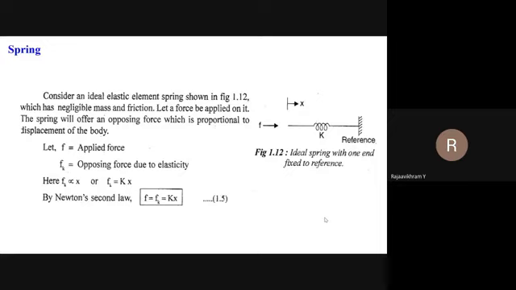The spring is represented by a symbol K. So it is represented as a spring. It consists of a reference point. F is the applied force and X is the displacement in meters.